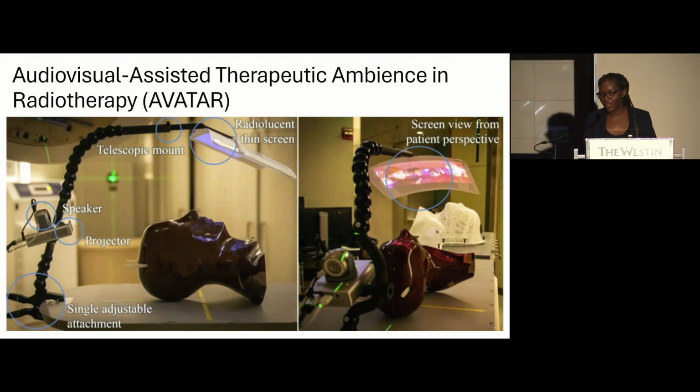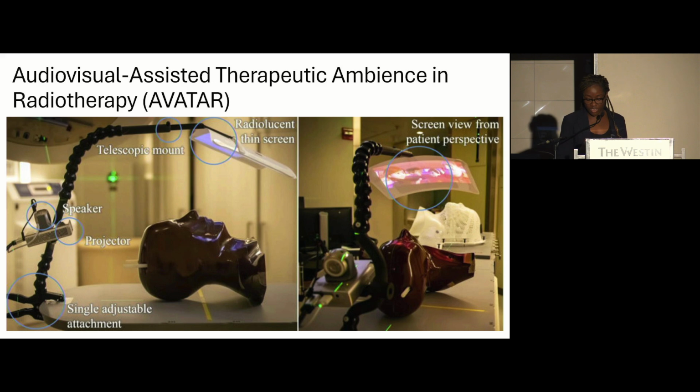So what is AVATAR? AVATAR is an audiovisual system that was developed by a brilliant physicist who loves to use a 3D printer. His name is Laurie Skinner. He worked in collaboration with Dr. Susie Henniker, who's a pediatric radiation oncologist. And they developed this audiovisual system that could be placed at the head of a treatment table to play movies and audio and cartoons for kids during their radiation treatment.